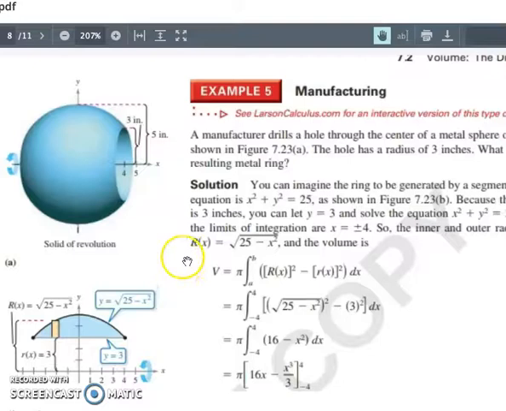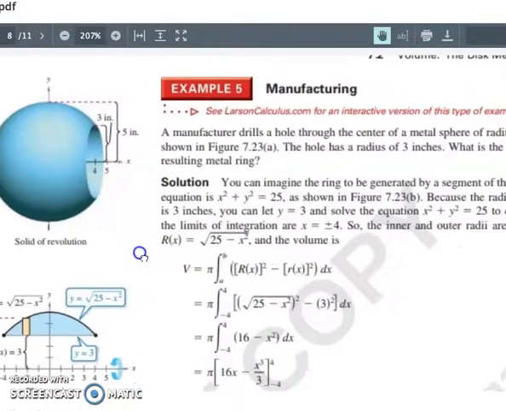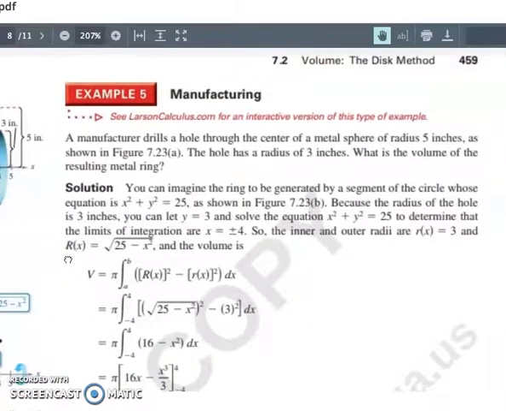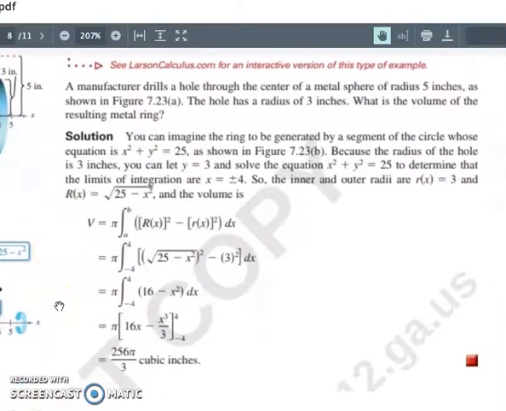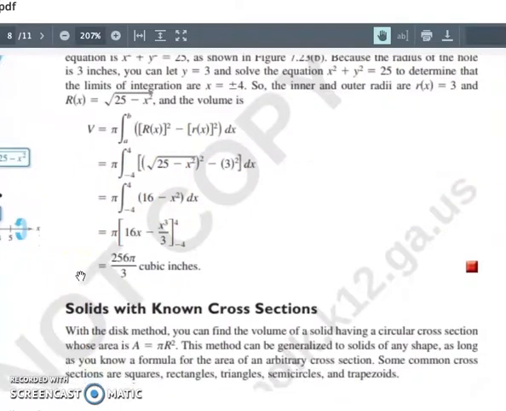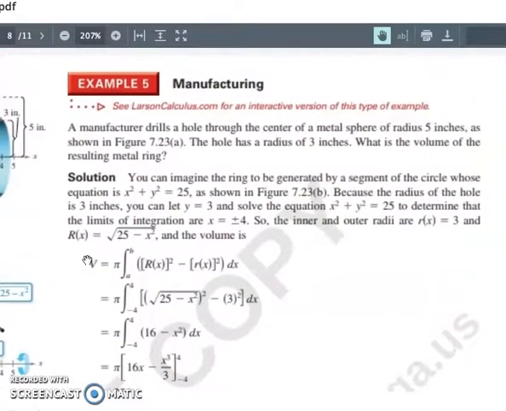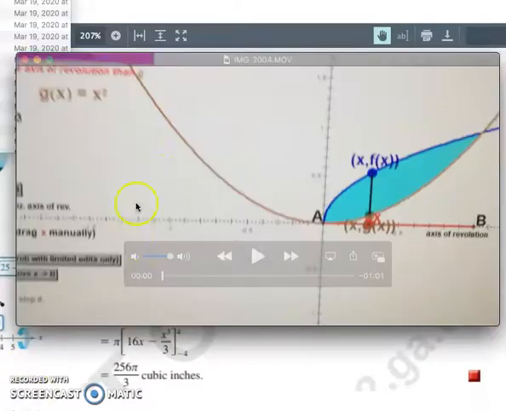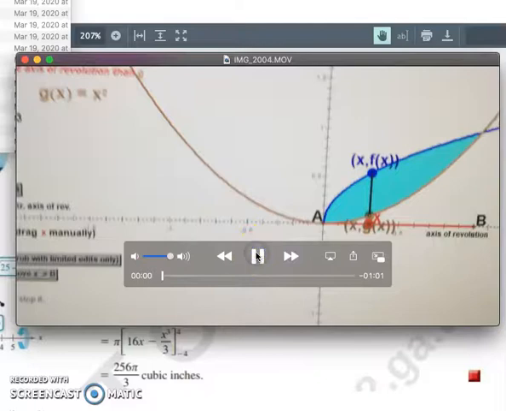And you can go read the problem, and you're welcome to, okay? And we're going to set up the integral. Remember, the outer radius squared minus the inner radius squared. Inner radius is just 3. Remember, that's a circle. And we go through that process, and I get 256 pi over 3. So I thought you may find that interesting as well. In another video I want to show you.